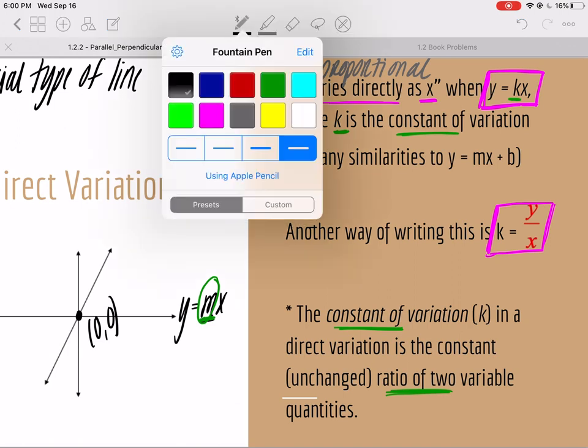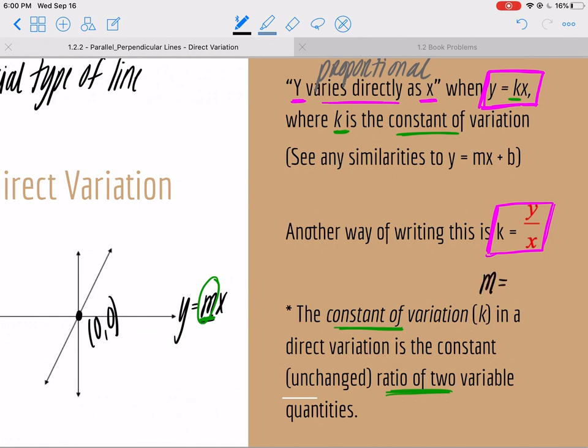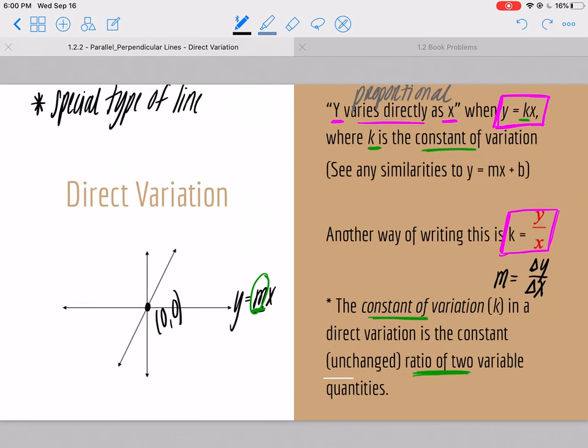This is very similar, again, to slope. Slope is change in y over change in x. So it's basically the same thing. We're just calling this k instead of m. Okay, so direct variation means as x increases, y increases directly with it. There is a direct correlation. So one variable is directly affecting the other variable, and it's starting at 0. There's nothing else that's affecting that, okay?